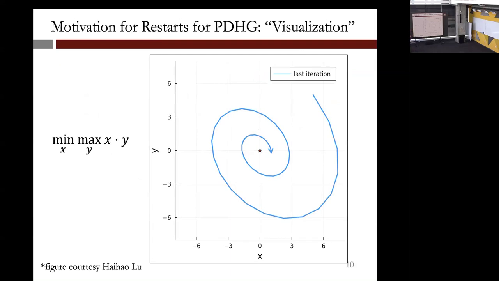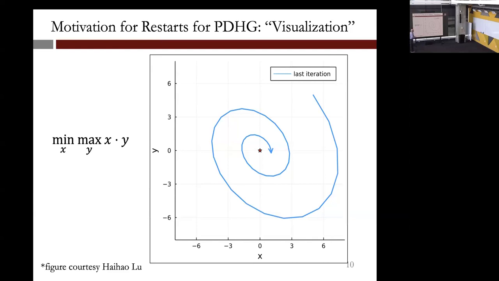And here's a visualization. Suppose this is an artificial problem. Suppose I'm just trying to solve the following min-max problem: min over x, max over y, of x times y. The unique saddle point for this problem is the point 0, that's where this star is. And if I initiate PDHG for this problem with a small step size, I get this curve. So it's just going to circle around. It's eventually going to wind its way there.